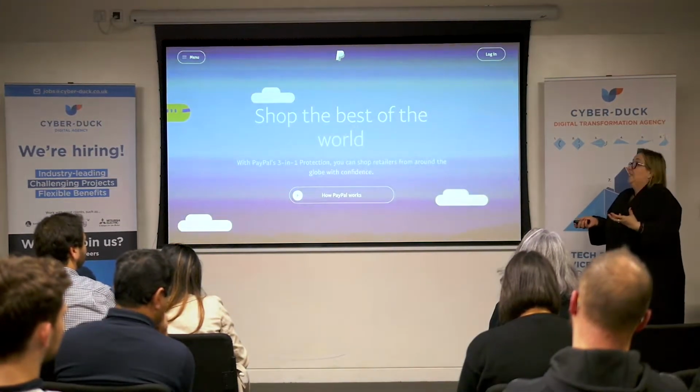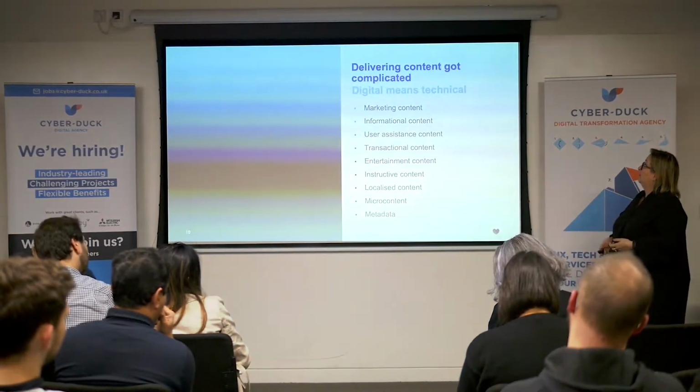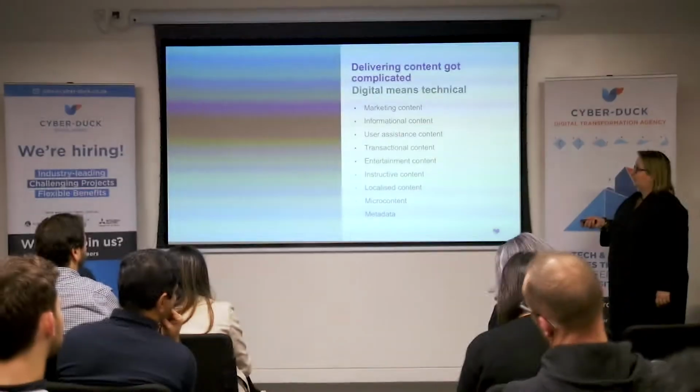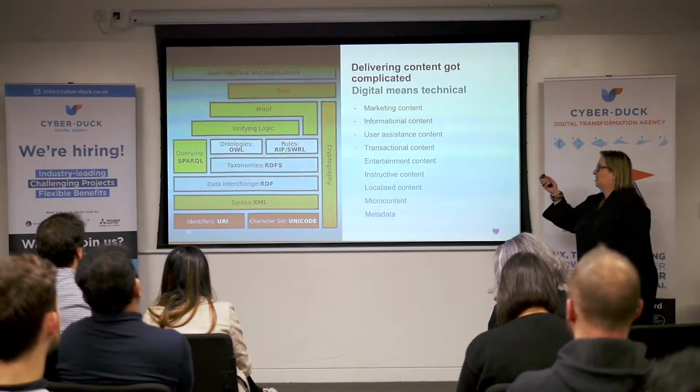You don't know what to do unless you're interacting with some content. So delivering content gets really complicated. And we've got all these different kinds of content, and digital means technical. It does. So this is the semantic web.